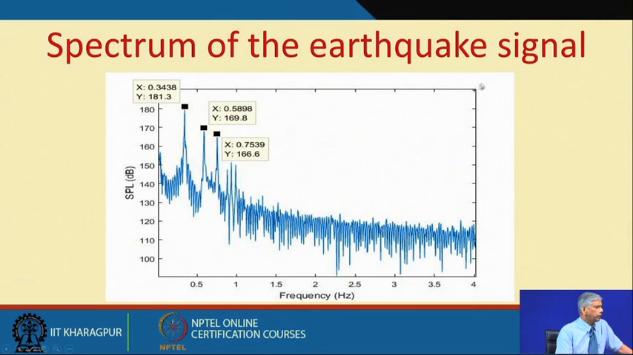And then they did the spectrum of the earthquake signal. This is in frequency. Okay, and you will see this is the sound pressure level in decibels in underwater. But you see a frequency of 0.3438, a very low frequency signal is predominant. This is characteristic of earthquake signals. Something even less than 1 hertz. This is 0.0589 hertz, 0.75 hertz. So, this has been done by FFT of an actual captured time domain signal.